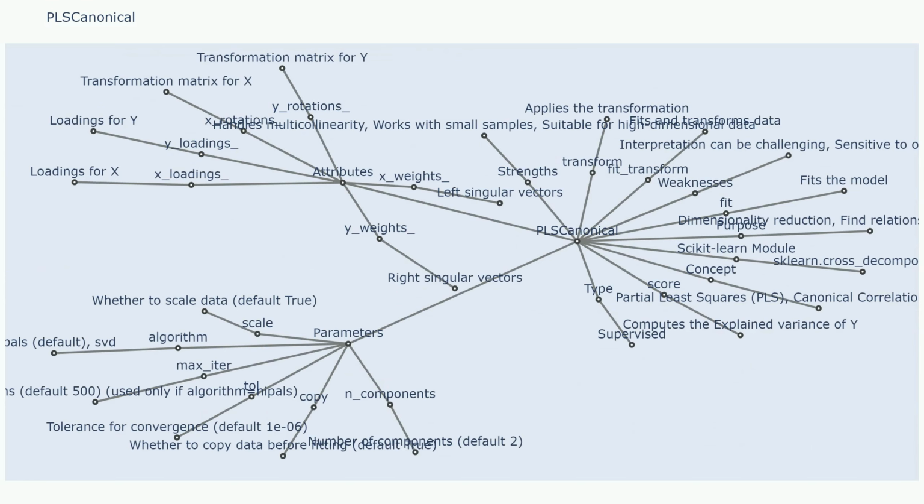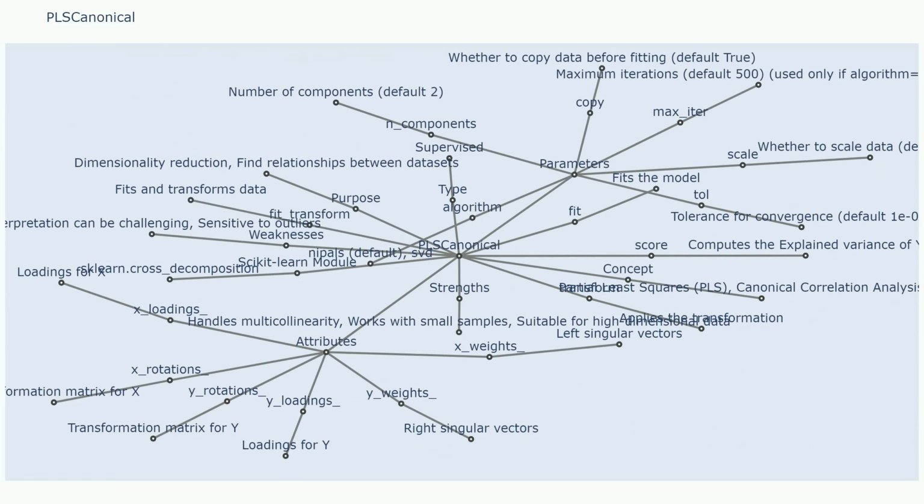Relationship to other methods. Principal component analysis: PLSCanonical can be seen as a generalization of PCA that takes into account the relationship between two datasets. While PCA seeks to maximize variance in a single dataset, PLSCanonical aims to maximize the covariance between two datasets. Canonical correlation analysis, CCA: PLSCanonical shares similarities with CCA, but it incorporates a regularization step that helps deal with multicollinearity and noisy data.